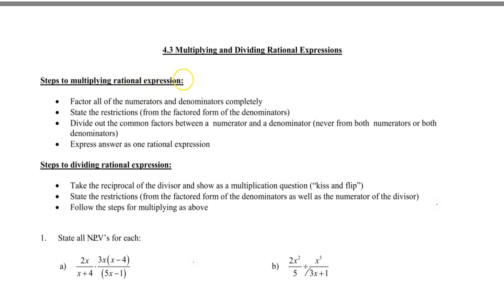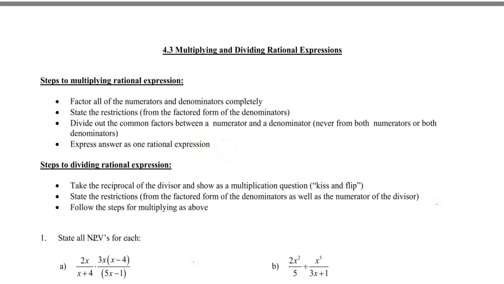Steps to multiplying rational expressions. First step, factor all the numerators and denominators completely. Really, that's the exact same as simplifying, right? State the restrictions from the factored form, again exactly the same as simplifying. Divide out common factors between a numerator and a denominator. Almost exactly the same as simplifying, but this time it's any numerator with any denominator, and you'll see that as we go through. Any factor that's in the top can be canceled with any factor that's in the bottom. And express answers as one rational expression.